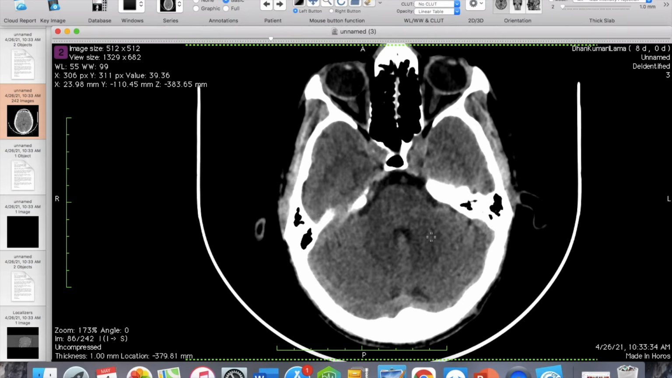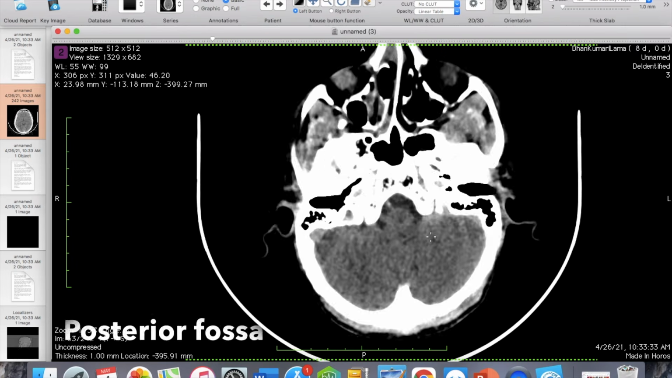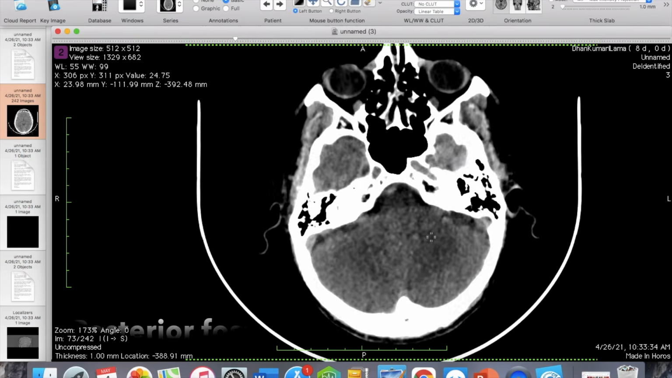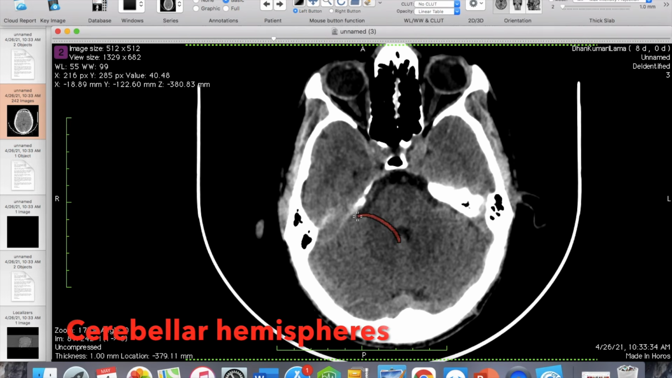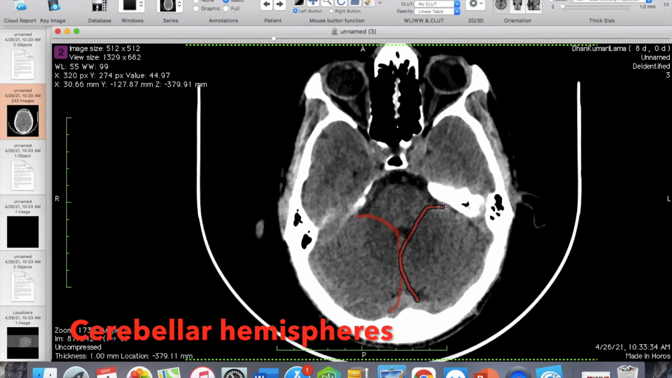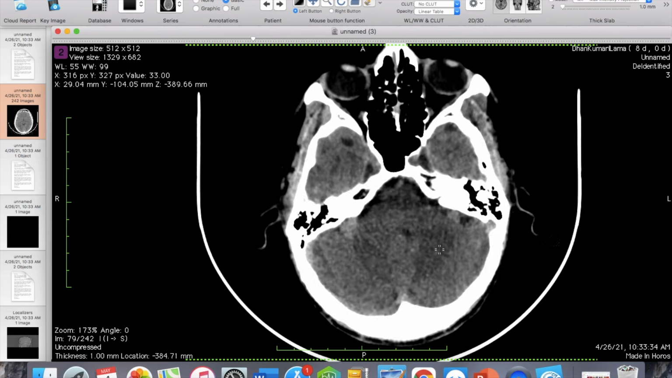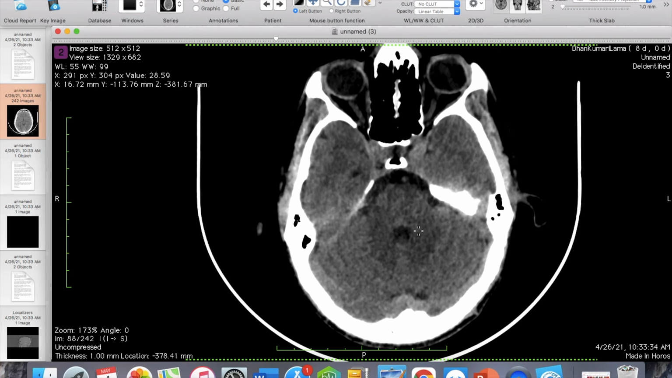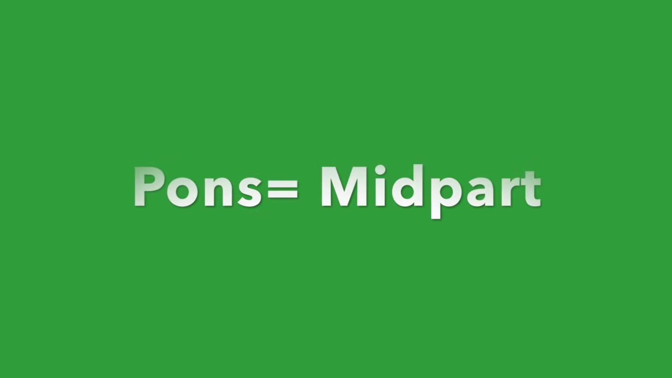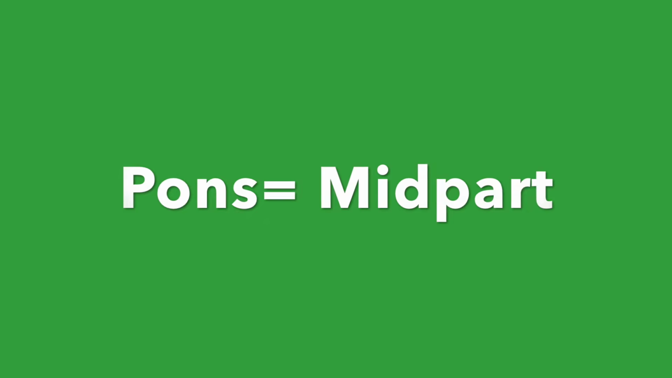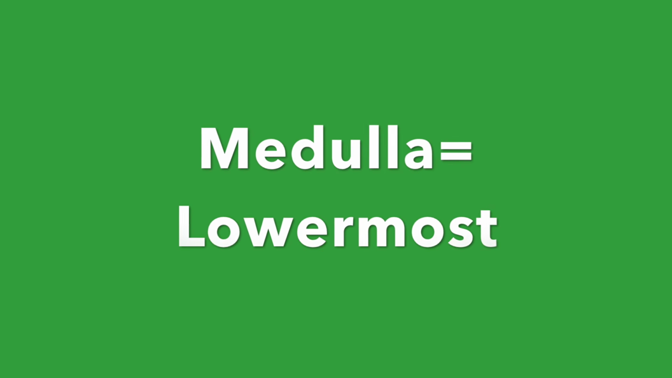The part that lies caudal to the tentorium cerebelli are the posterior fossa structures, and it consists of the two cerebellar hemispheres. This is the right cerebellar hemisphere and this is the left cerebellar hemisphere, and the part anterior to the cerebellar hemispheres is the brain stem. The brain stem consists of midbrain, pons and medulla. Midbrain is the cranial most part of the brain stem, pons is the mid part, and medulla is the inferior most part of the brain stem.